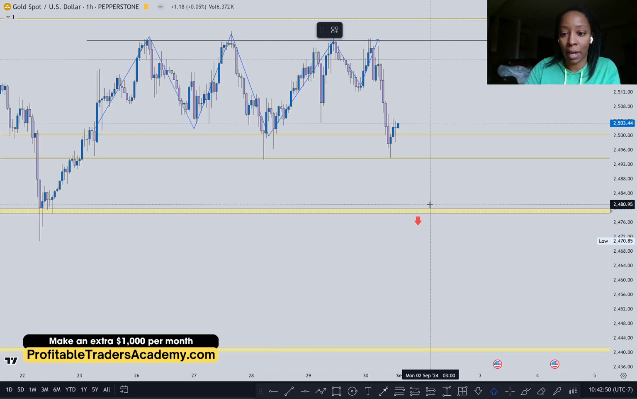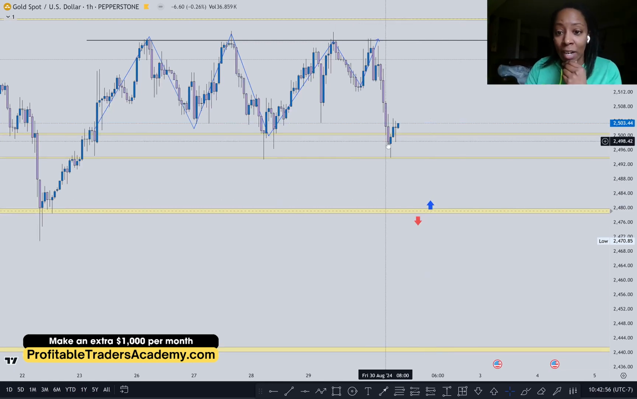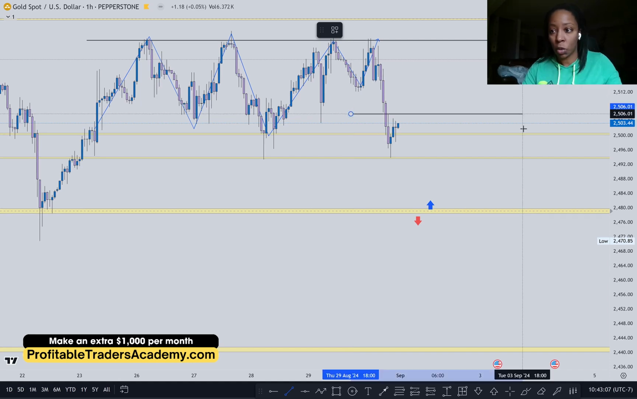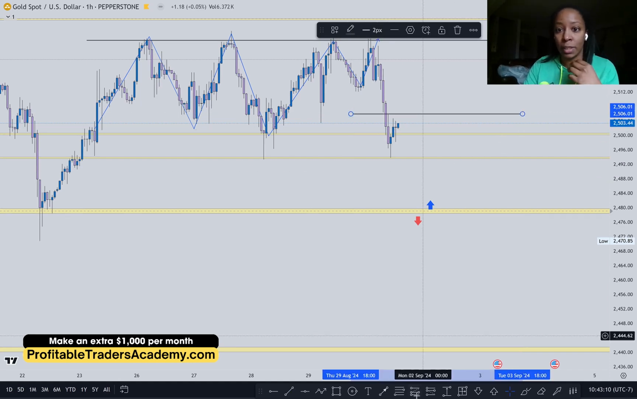So I'm looking to take sells below here, and anything above here, I am looking for buys. Let me tell you specifically what I am looking for. Right now price is kind of above this level, so what I want to see is price above this wick right here, this wick at 25.06.